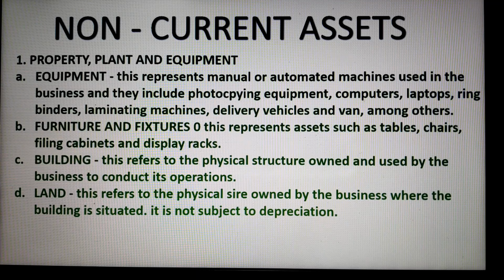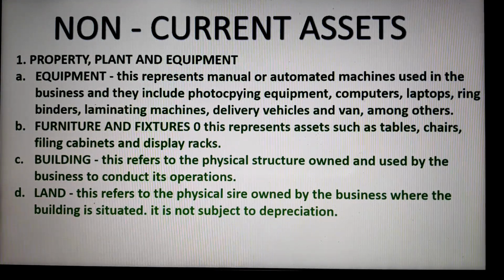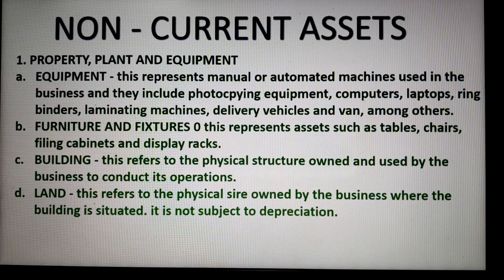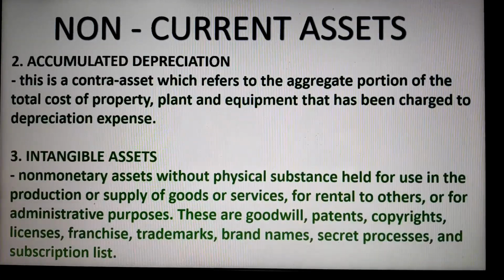Letter D is land. This refers to the physical site owned by the business where the building is situated. It is not subject to depreciation. Among the property, plant, and equipment, the only one that is not depreciated is the land, because the land does not decrease in face value or market value. It increases over time. If the land is on rent, you do not classify it as your property, plant, and equipment. The land should be owned by the company. So those are your property, plant, and equipment.